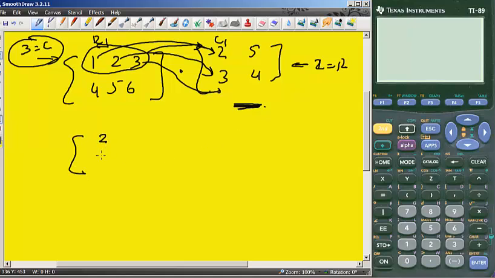Let's say you have 2, 3, 5, 4, okay? And then let's say you have 1, 2, 3, 4, 5, 6. Okay, now can you multiply these two?